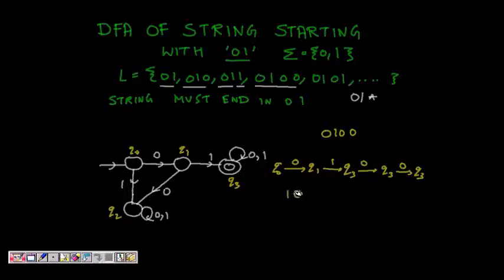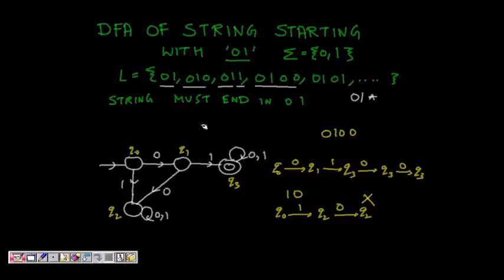But something like 1 0: from Q0 on 1, I go to the Q2 state, and it's a dead state. Now whatever you get, it will be in the reject state. So 0 1 0, I will remain in Q2, and it's not accepted. So this is the DFA for a string starting with 0 1.